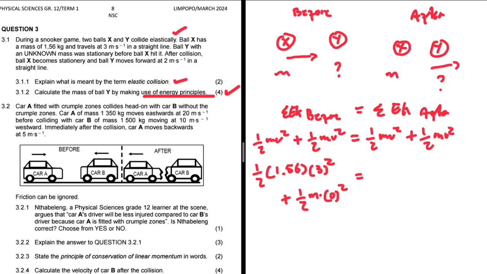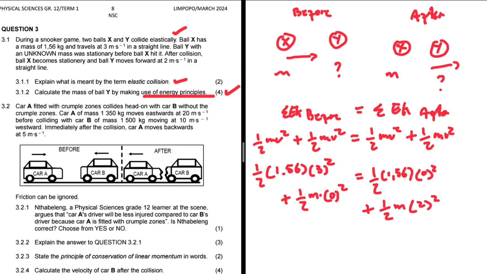That is going to be equal to a half the mass of X, which is 1.56. But after colliding with Y, it becomes stationary. So we're going to have 0 squared plus a half the mass of Y, which is m, and its velocity after the collision is 2 meters per second. We're told that it moves forward at a velocity of 2 meters per second in a straight line. So we're going to have 2 and we square that.